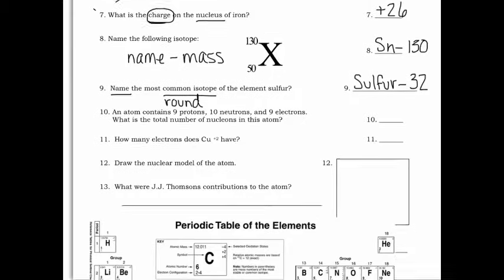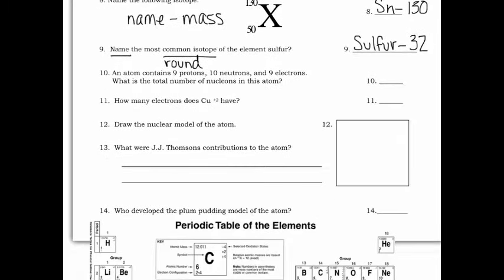All right, number 10, an atom contains 9 protons, 10 neutrons, and 9 electrons. What is the total number of nucleons in this atom? Nucleons are the particles found in the nucleus. Those are the protons and the neutrons. So when I add those together, I get 19.